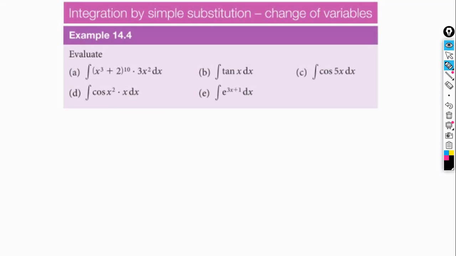Very well, so next you're going to find the topic of integration by simple substitution or a change of variables. So let's take letter A as an example. So letter A says that they want us to evaluate the integral of x cubed plus 2 to the power of 10 times 3x squared dx. So notice that it would be very difficult to expand this because it's to the power of 10, and then we would have to multiply it by 3x squared, and we would get a very large polynomial, and then we would do the integration, the antiderivative, using the power rule that I talked about.